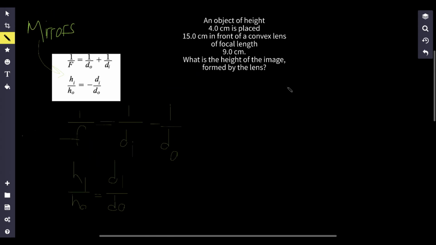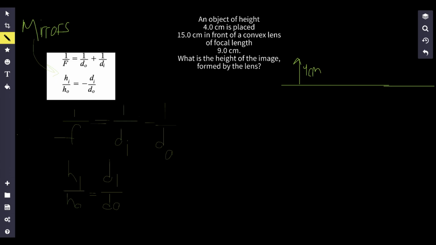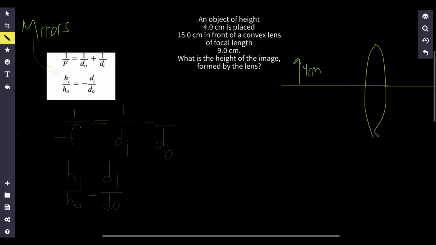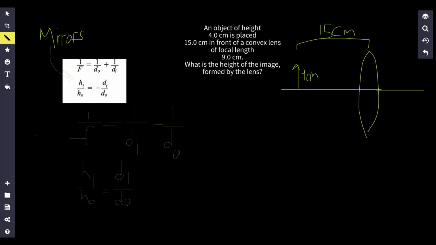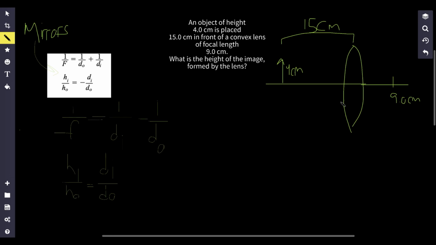We know that our object has a height of 4 centimeters, and it's placed 15 centimeters in front of a convex lens. So what is a convex lens? A convex lens looks like a little rhombus. And we know that it has a focal length of 9 centimeters. For convex lenses, the focal length is positive, so this is going to be 9.0 centimeters.